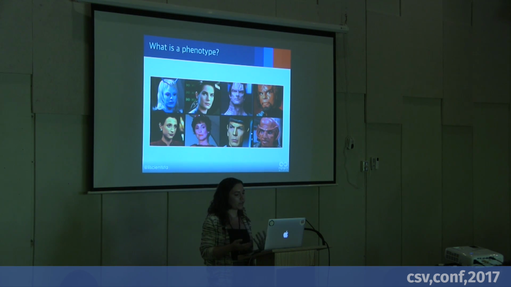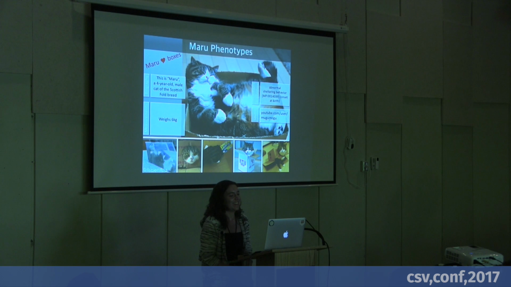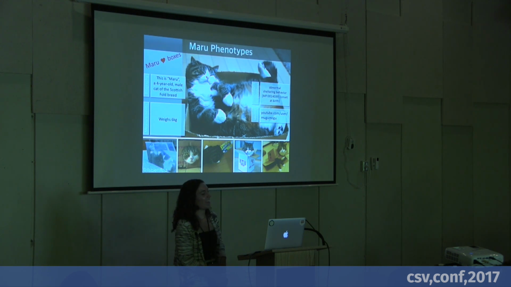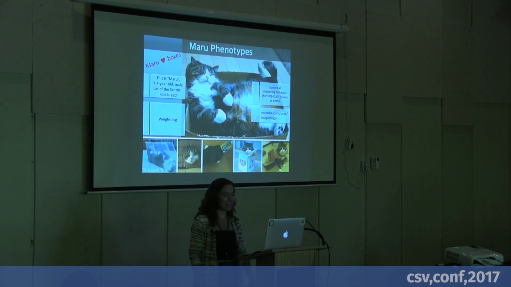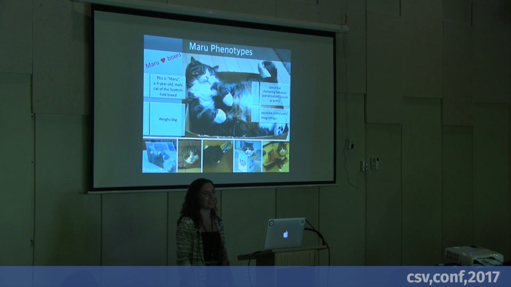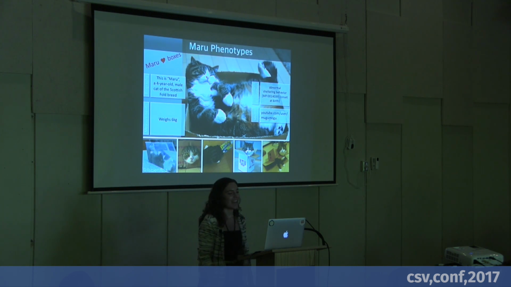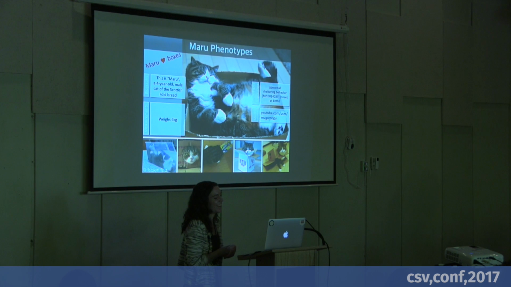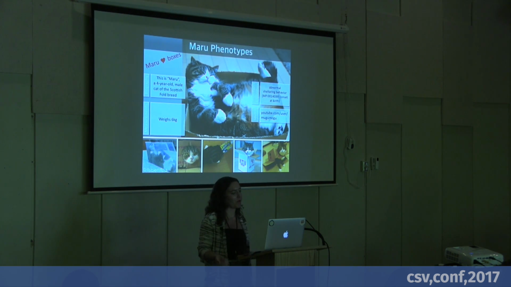For one other example, I'm using the unofficial theme of CSV, which is cats. This is Maru, and Maru is a famous internet cat. Maru loves to jump in boxes. And so we could describe that behavior as a phenotype of abnormal sheltering behavior. So if Maru was a patient, this is the kind of data that we would collect on Maru.